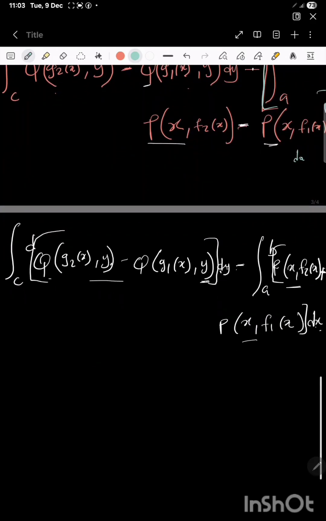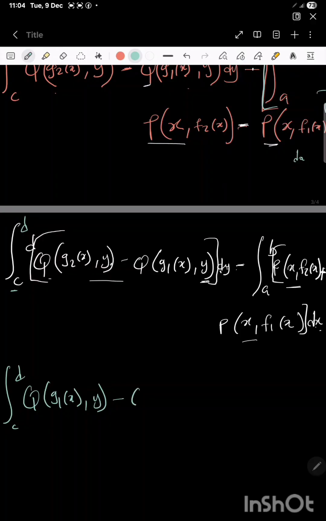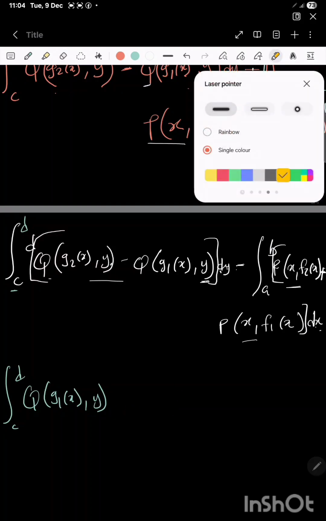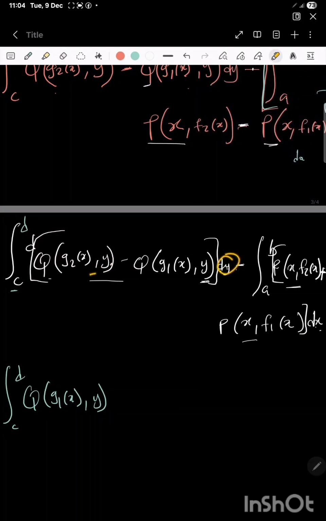So we are going to have the integral from c to d of the function Q of g2 of x comma y minus the function Q of g1 of x comma y. Of course you can put the dy, because that's what we are distributing. We are distributing this dy to this and to that, so we put dy here, minus Q of g1 of x comma y dy.